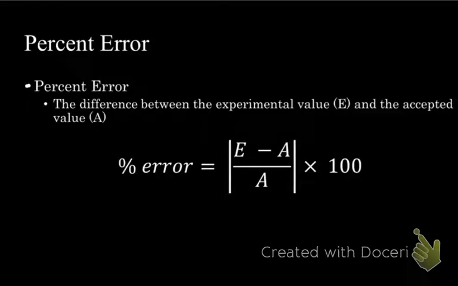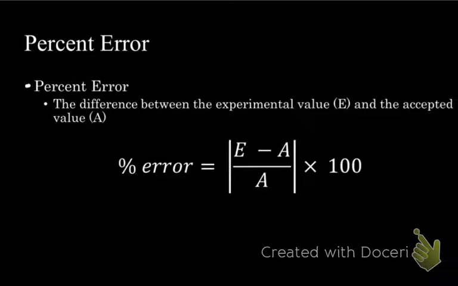Another way to determine if our experimental results are close to the accepted value or the true value is to do a quick percent error calculation. And percent error is just the difference between the experimental value and the accepted value as a percentage.